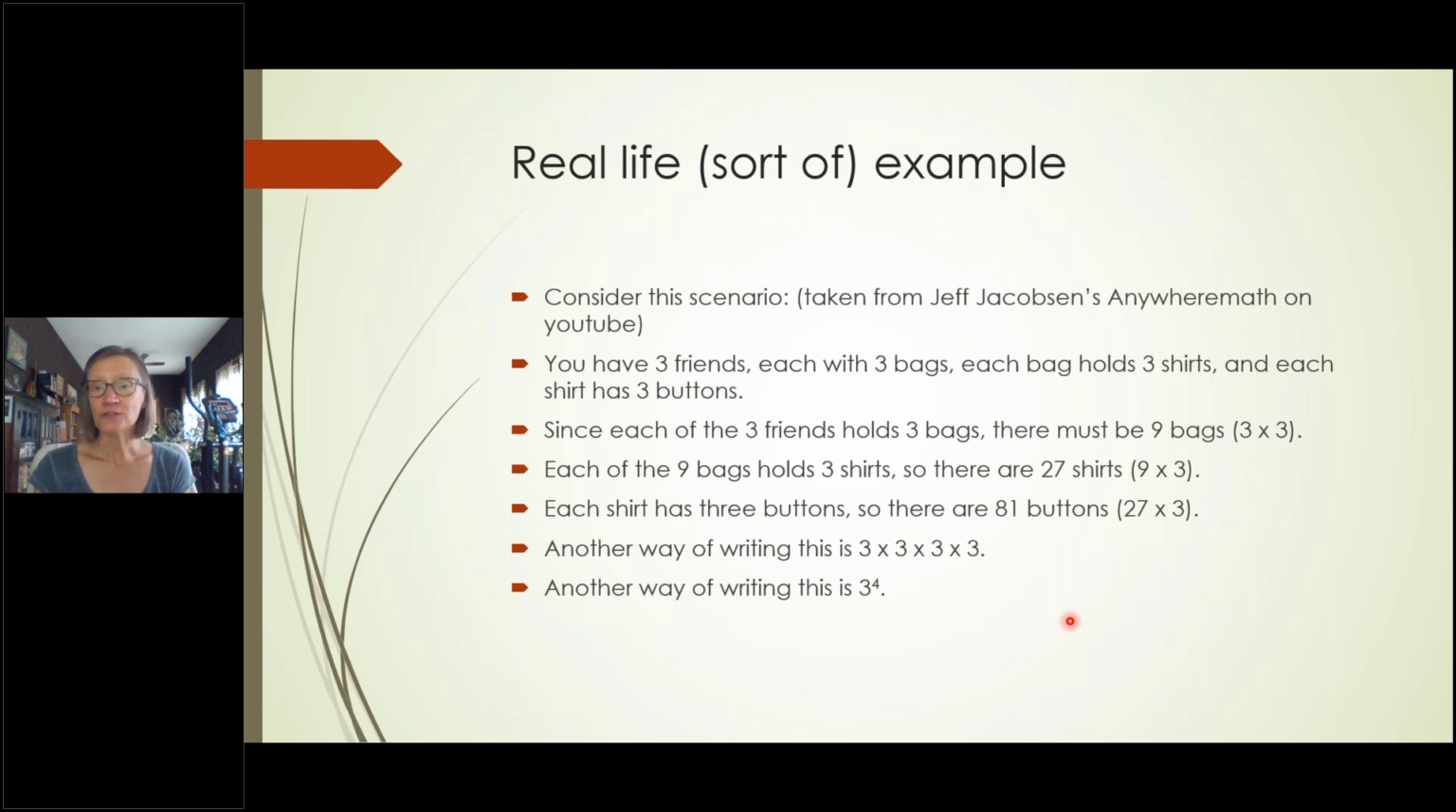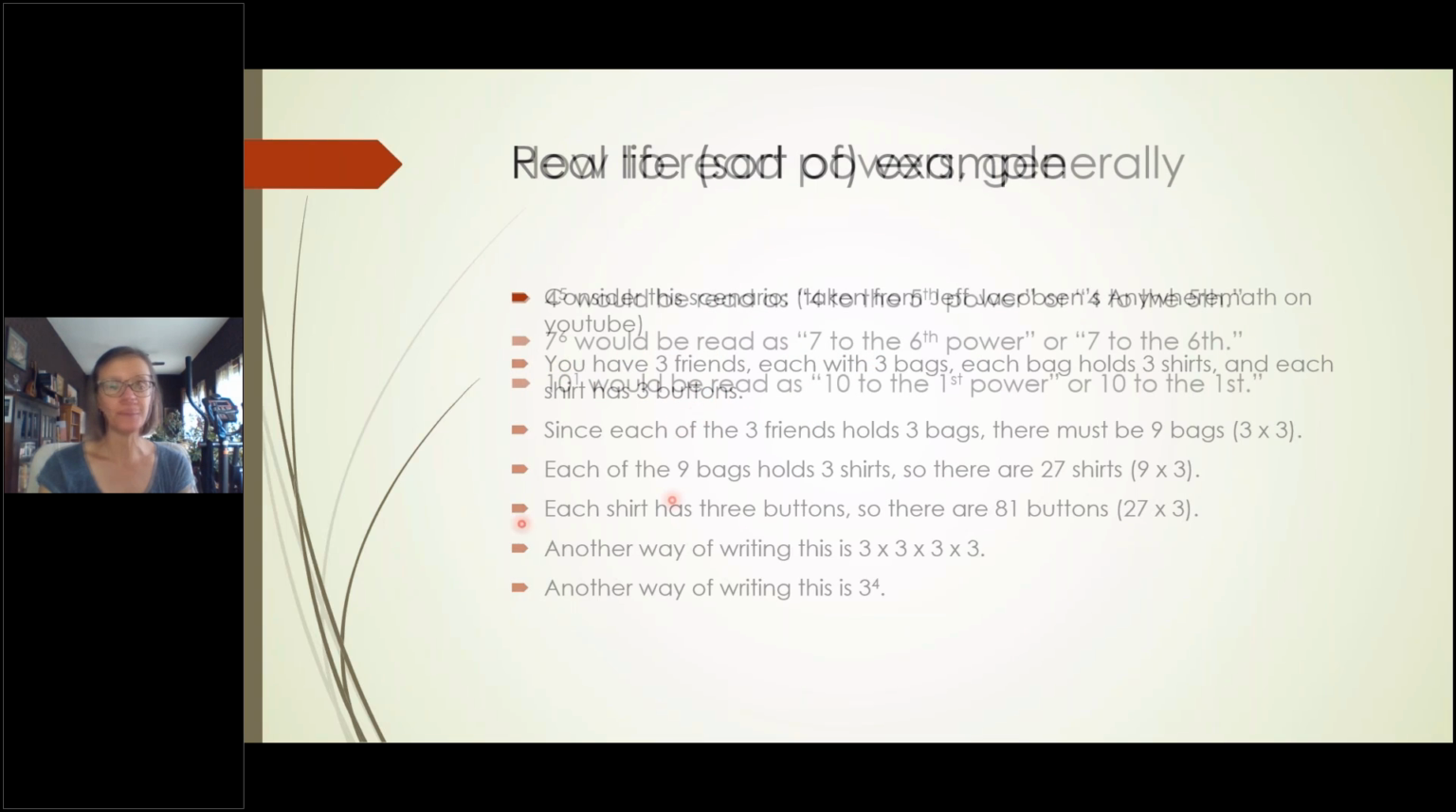Since each of the 3 friends holds 3 bags, there must be 9 bags, because 3 times 3. Each of the 9 bags holds 3 shirts, so there must be 27 shirts, 9 times 3. Each shirt has 3 buttons, so there are 81 buttons, 27 times 3. Another way of writing this would be 3 times 3 times 3 times 3. Another way of writing it is much simpler, 3 to the 4th power. So all of these 3s are multiplied by themselves.